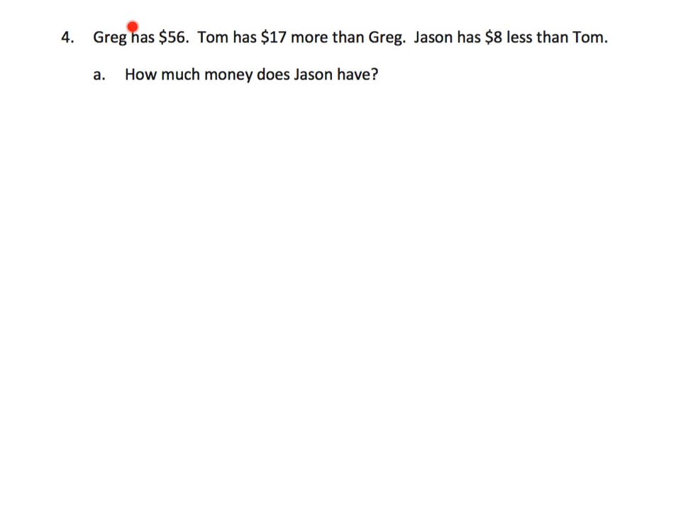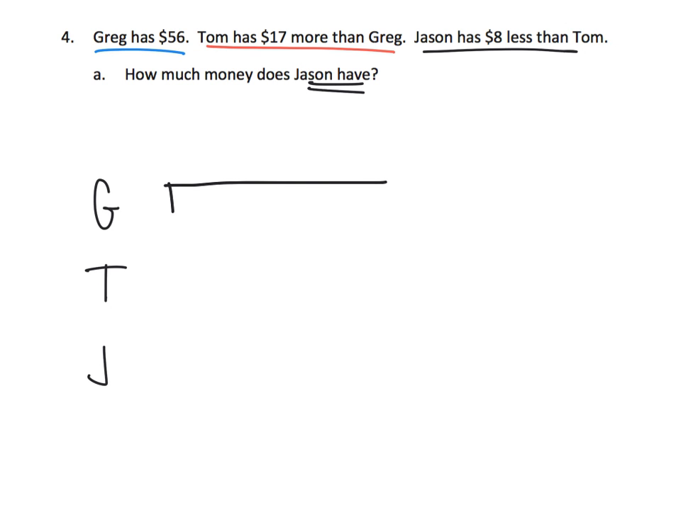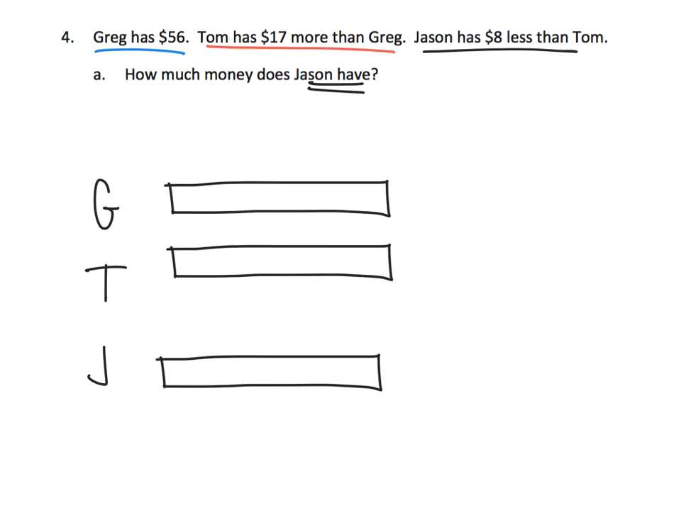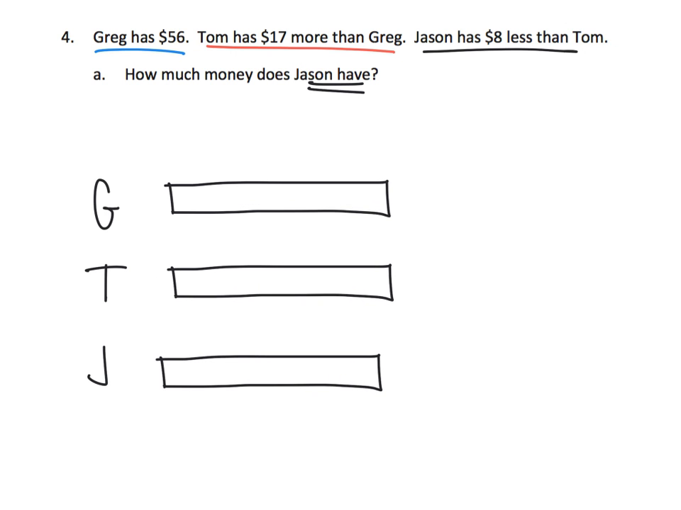All right, so we have Greg. He's got 56 bucks. We have Tom. He has $17 more than Greg. And then we have Jason, who has $8 less than Tom. So how much money does Jason have? What I've noticed is we have 3 characters: Greg, Tom, and Jason. What I often do is we start off with 3 equal-sized length tapes. So I want 3 of those, and I'm going to give those to each person.